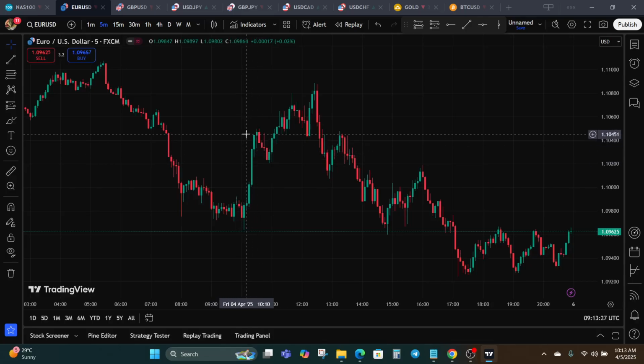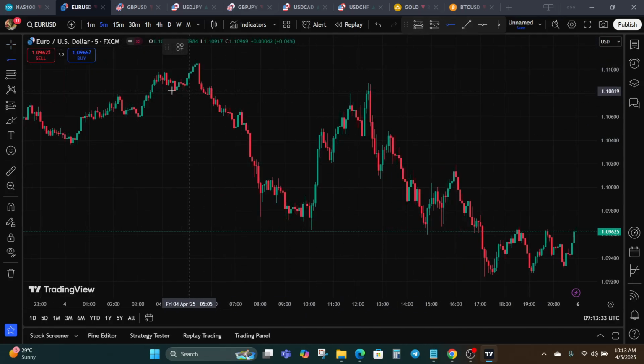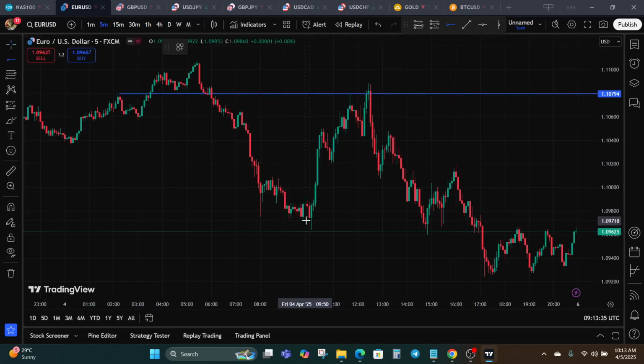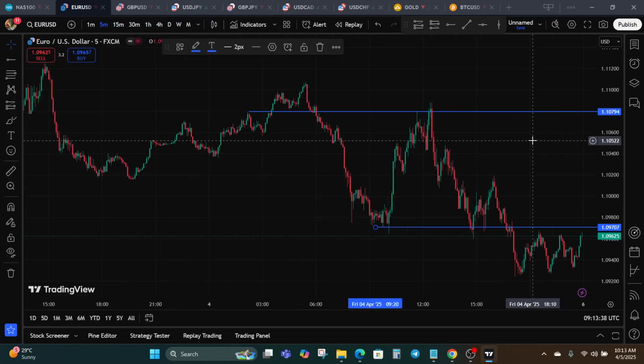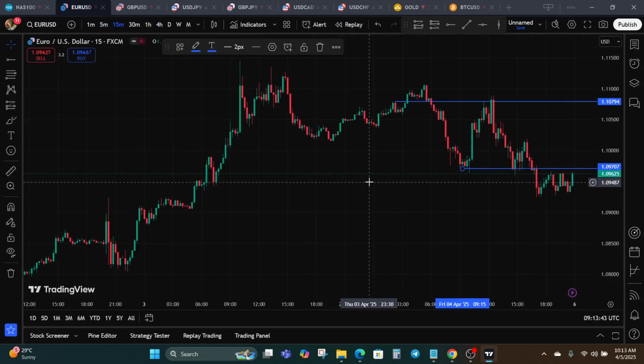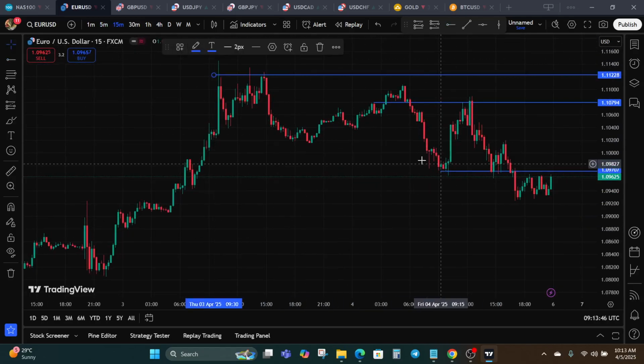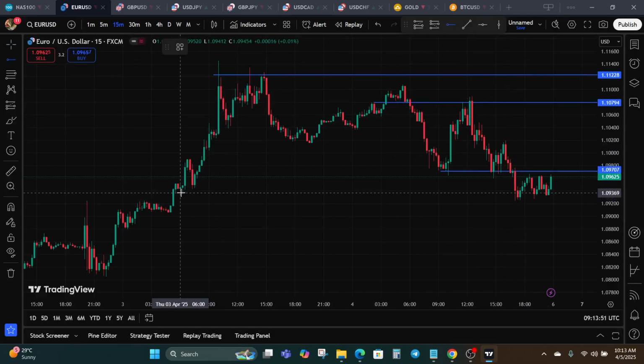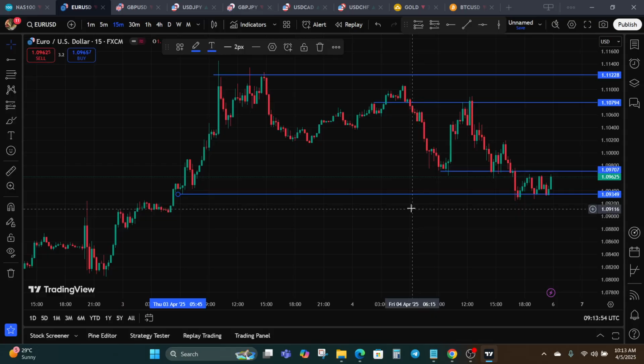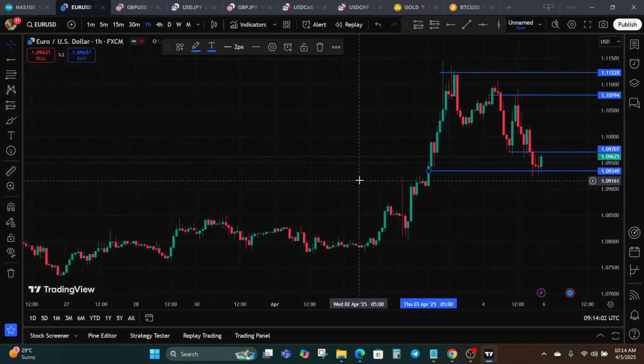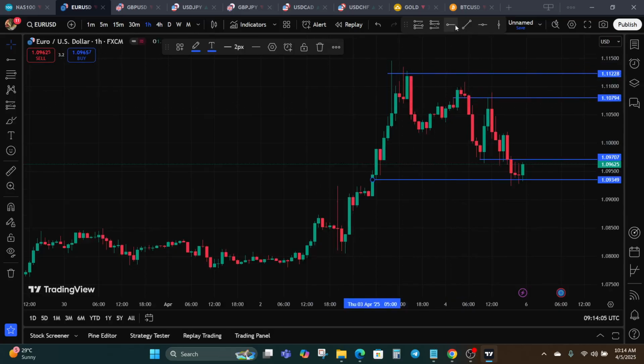First of all, we start with identifying key support and resistance zones on the chart. You can do that on the 15-minute or the 1-hour chart. Even though we'll execute trades on the 5-minute chart, the bigger picture gives us stronger levels.